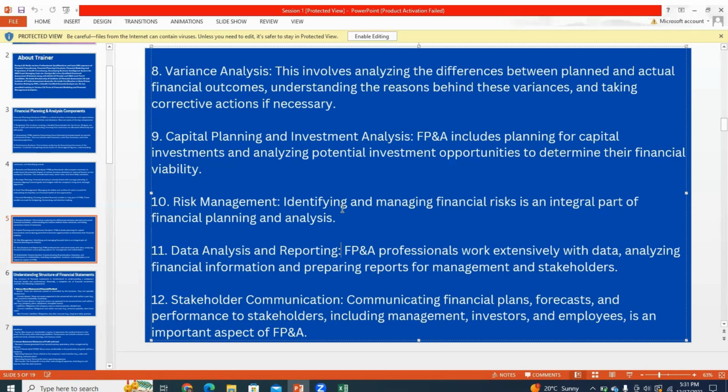Data analytics and reporting. Yes, financial planning analysis professionals work extensively with data, analyzing financial information and preparing reports for management and stakeholders. As the name refers, we have to analyze data deeply. There are multiple tools for analyzing data. We have Tableau, we have Excel, we have Microsoft Power BI, we have QuickSense. As you can see, many bookkeeping solutions have a data analysis tab for analyzing and reporting.